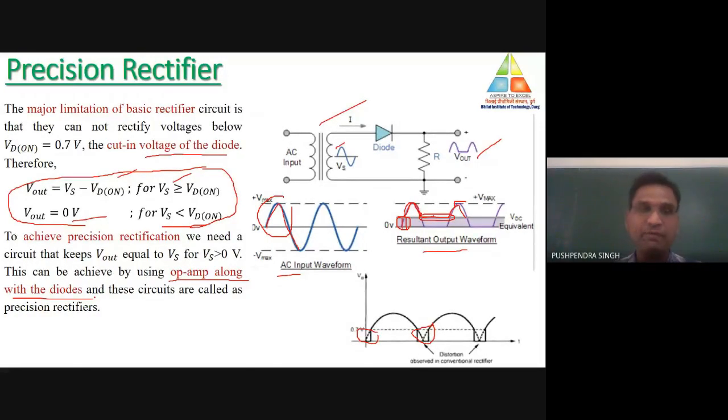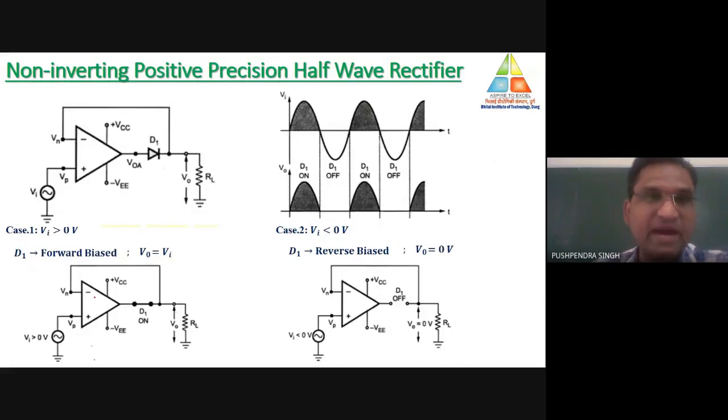So here our topic is the precision rectifier. We will see today how the precision rectifier circuit works, and how with the help of a precision rectifier we can generate the half wave rectifier output and the full wave rectifier output. Now moving to the first part of today's lecture, that is the non-inverting positive precision half wave rectifier. As I told you, the precision rectifier is divided into two categories: one is half wave and the second is full wave.